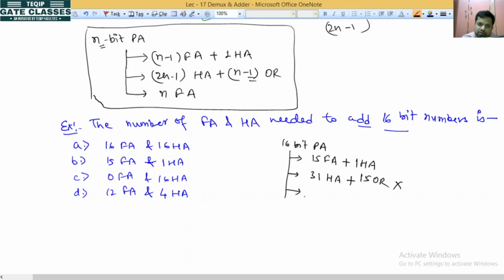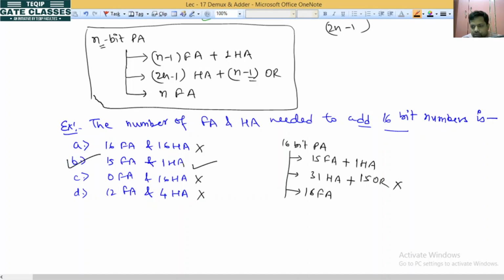Next, how many full adders? 16 full adders. So which one is true? The first option tells us that 16 full adders and 16 half adders. No. Second option is 15 full adders and 1 half adder. Yes, it is correct. This one is wrong. Again, this one is also wrong. So option B is correct.